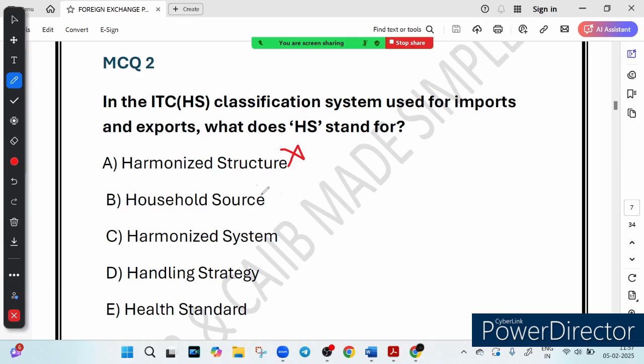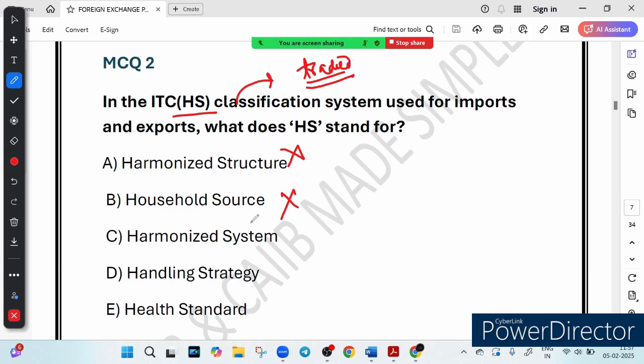Option B says household source. Obviously this is not correct, because household source may sound related to consumer goods, but it has nothing to do with import export classification, right? The ITC HS system categorizes all traded goods. All traded goods are categorized by it, not just household related categories. For example, whether India imports machinery, chemicals, or textiles, the classification remains the same.